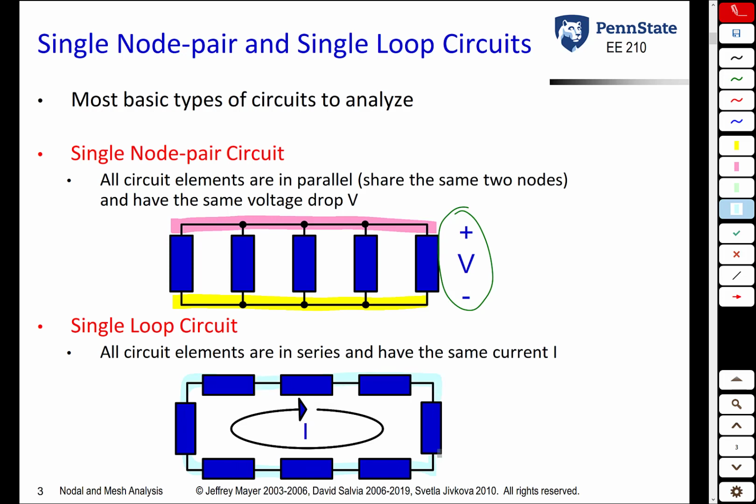So once again, single node pair circuits only have a single voltage, single loop circuits only have a single current. So let's see how we would solve both a single node pair circuit and then a single loop circuit, and then we'll extend these ideas to nodal analysis and mesh analysis.